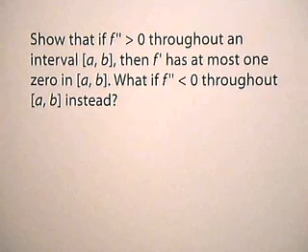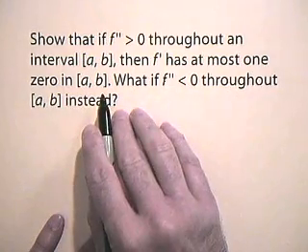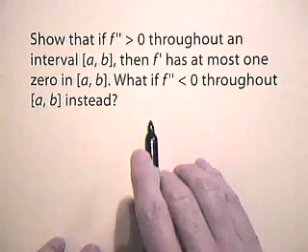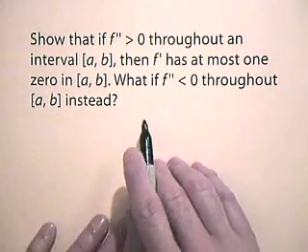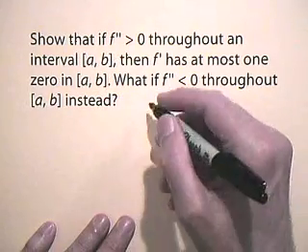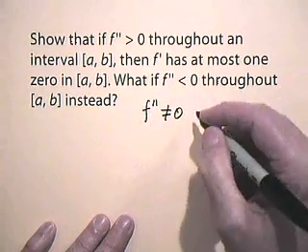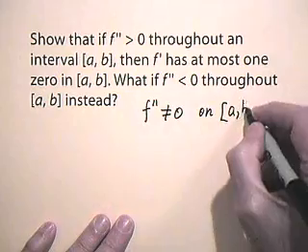Show that if f double prime is greater than 0 throughout a closed interval [a, b], then f prime has at most one 0 in the closed interval [a, b]. What if f double prime is less than 0 throughout the closed interval [a, b] instead? Well, let's take care of both of these at the same time by just assuming that f double prime is not equal to 0 on the whole interval [a, b].